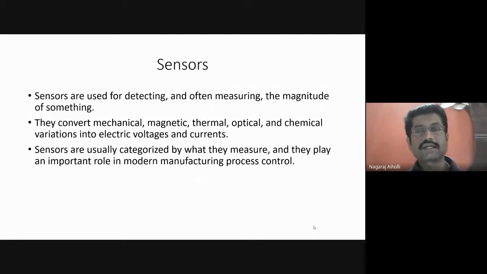The sensors are classified based on the parameter they measure. Based on what parameter they are measuring, the sensors are classified into various types. They convert mechanical, magnetic, thermal, optical and chemical variations into electric voltages and currents. Sensors are categorized by what they measure, and an important point is they play an important role in process manufacturing control applications.